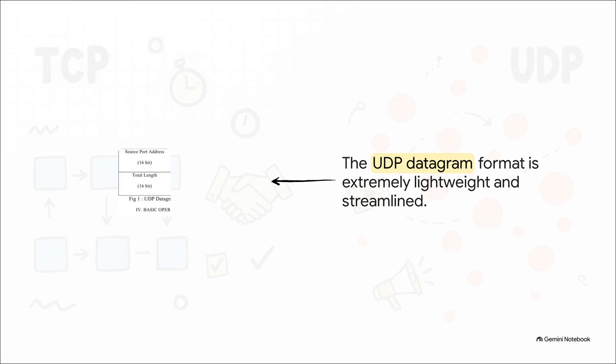Compare this streamlined UDP header to that massive TCP header we looked at earlier. It is incredibly lightweight. You've just got the source port, destination port, length, and a basic checksum. That is the whole shebang. No sequence numbers, no acknowledgements. By stripping away all of that memory and error correction, UDP achieves blazing fast speeds.